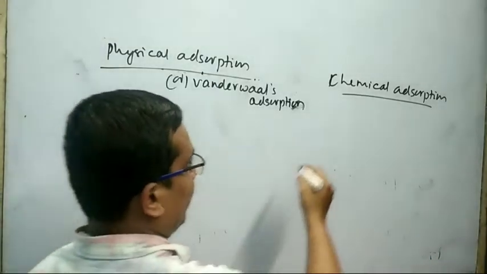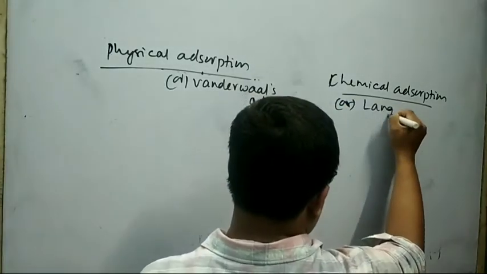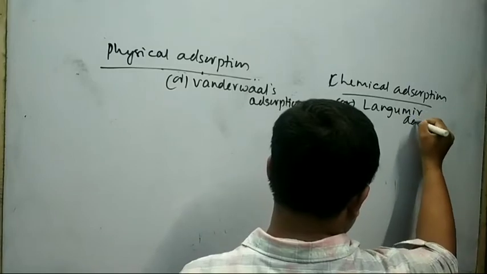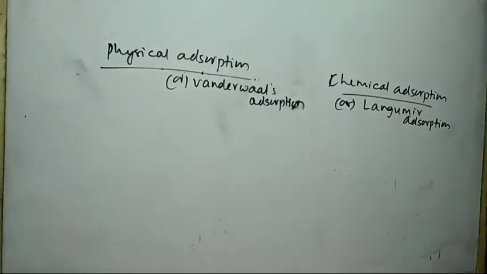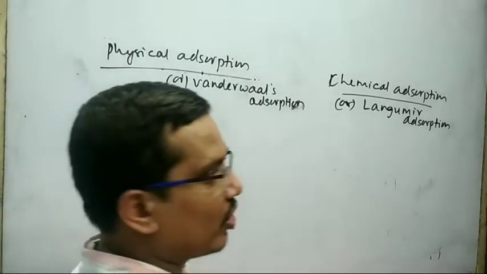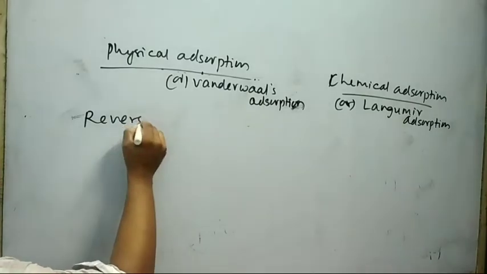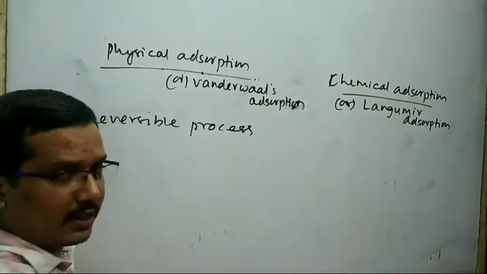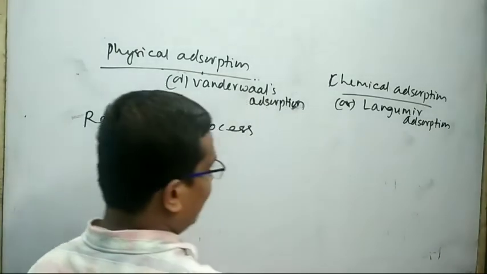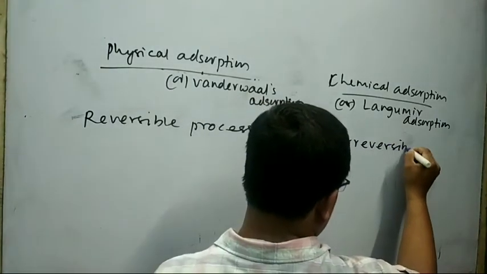Remember an important point, chemical adsorption is also called Langmuir adsorption because it is related to the Langmuir adsorption isotherm. Physical adsorption is a reversible process. On the other hand, chemical adsorption is an irreversible process.